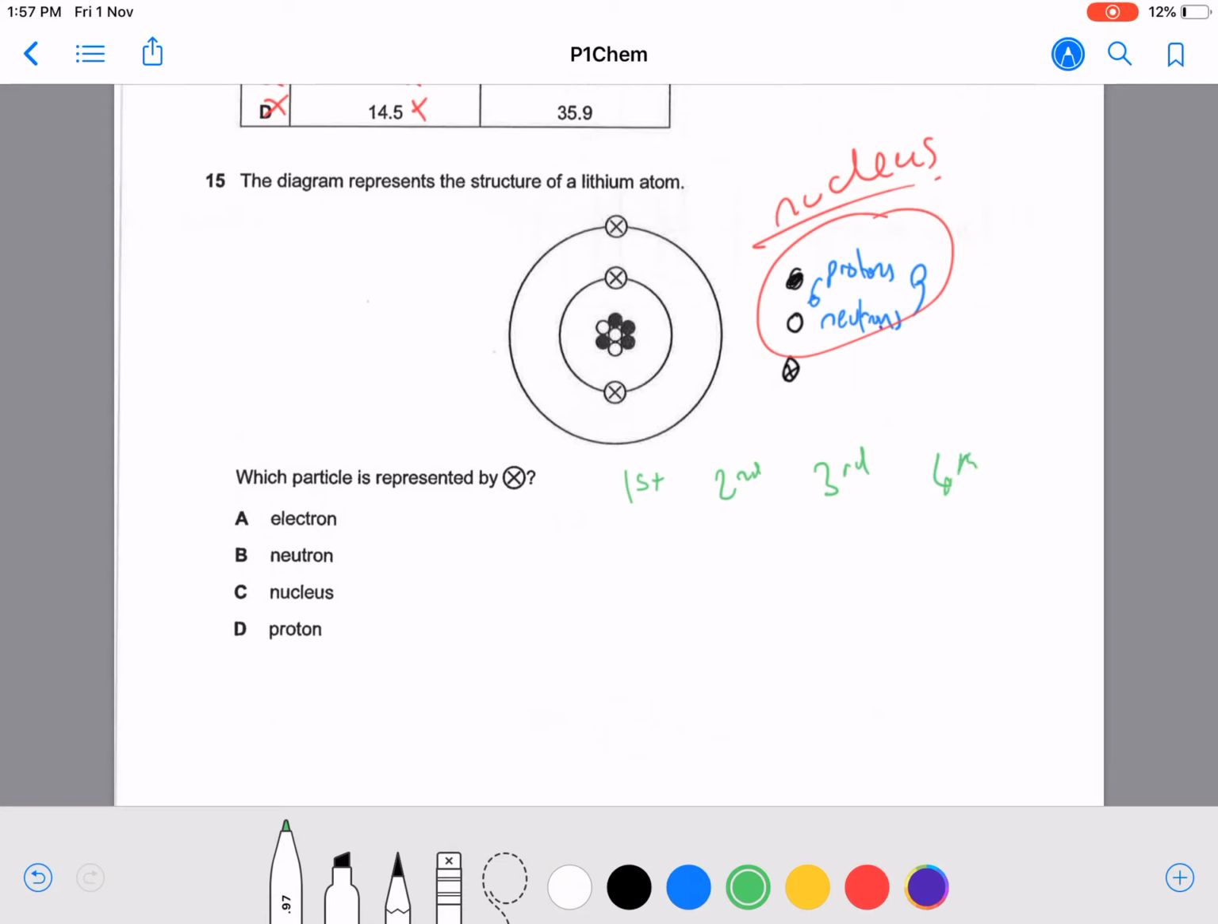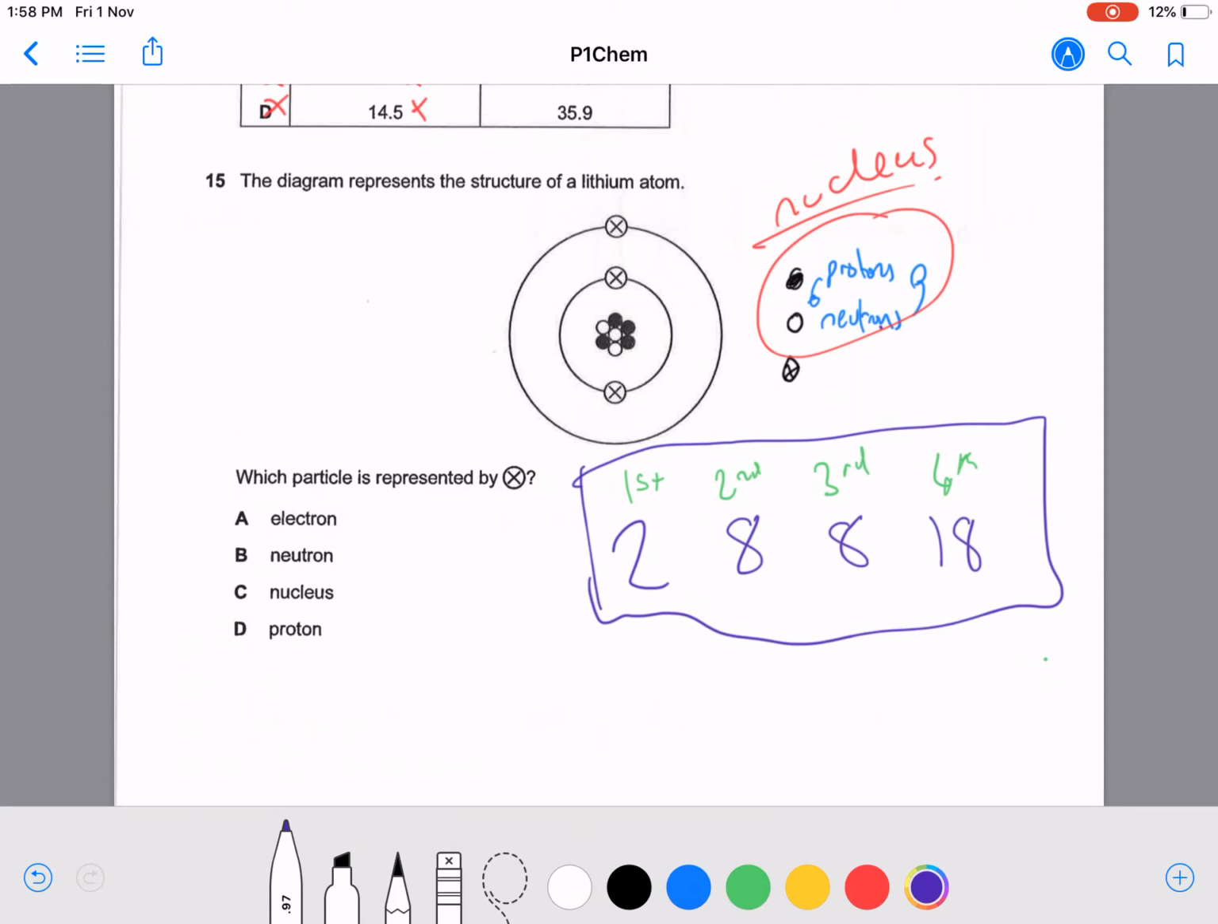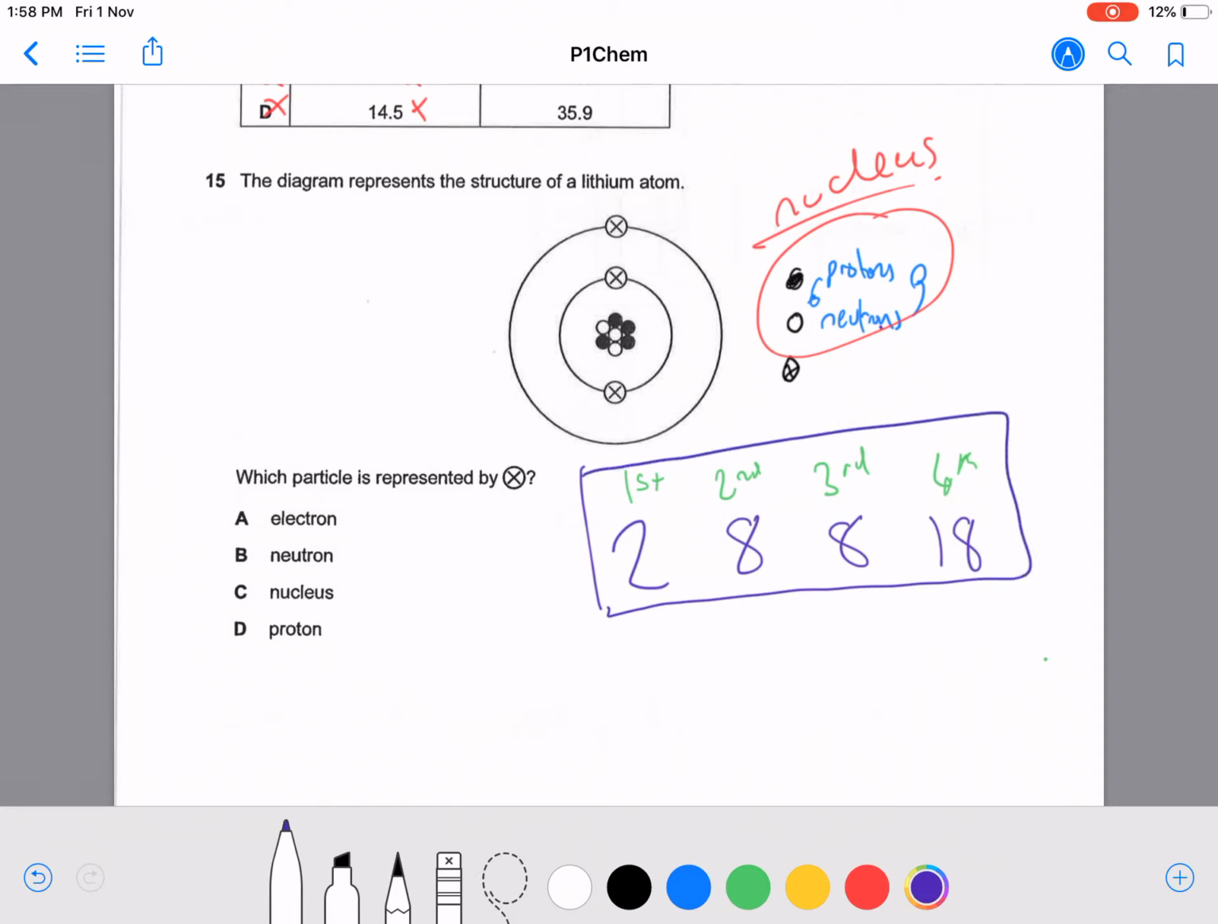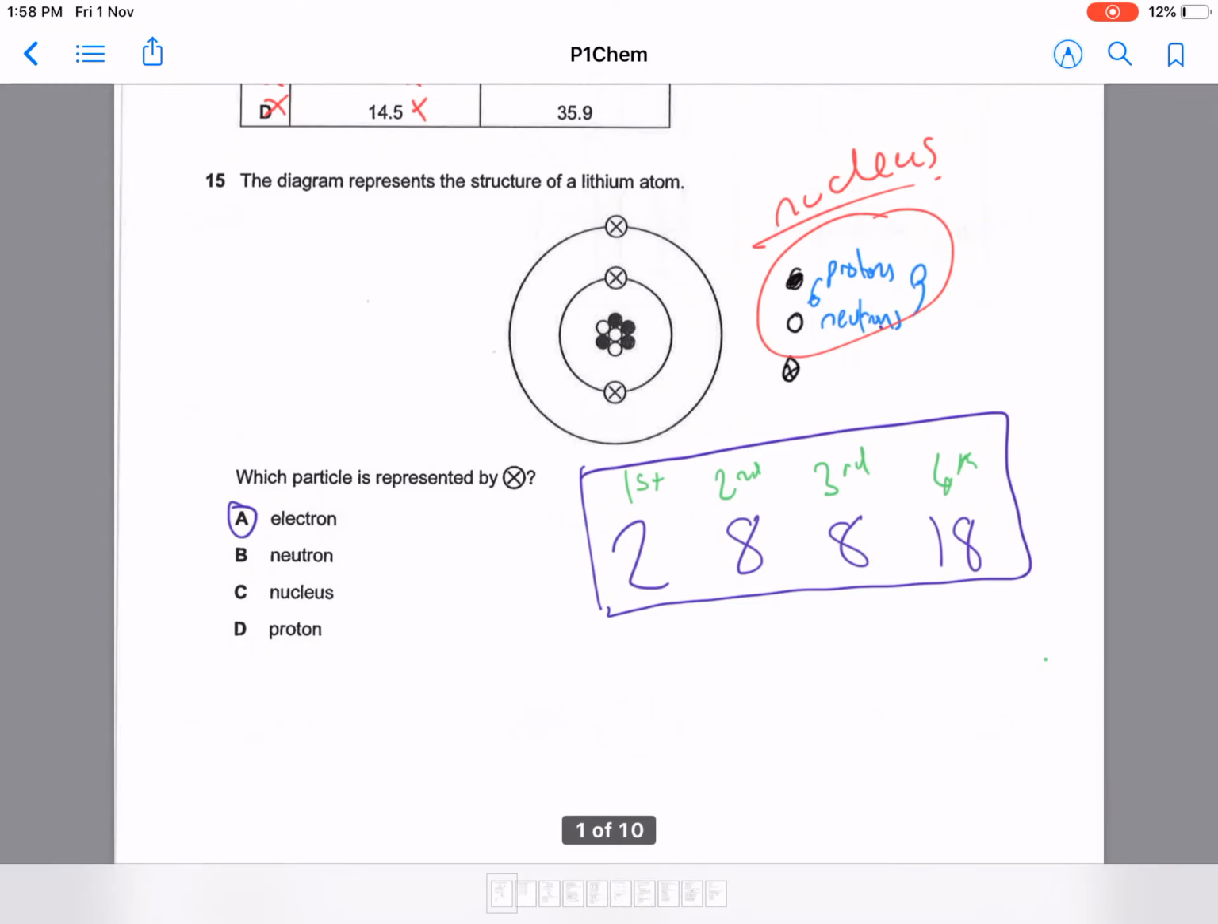The maximum in the first shell is 2. In the second shell is 8. In the third shell is 8. In the fourth shell is 18. And that's where iGCSE stops, because that's the best fit model. It's not so accurate to see what model we could use. The answer to the question, what particle is the X? The answer is the electron.